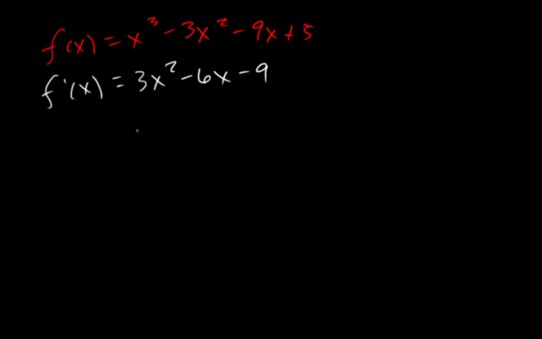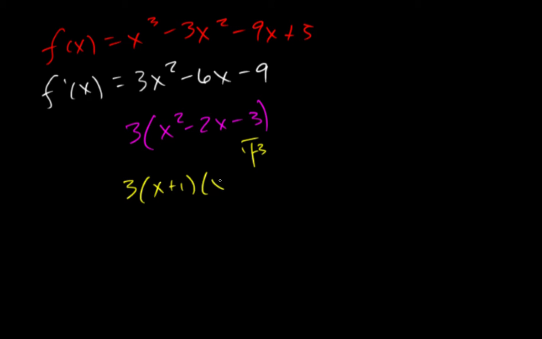This one I'm going to factor out a 3, and then from there we can factor, taking out a negative. So we have 3 times (x plus 1) times (x minus 3), and that is equal to 0. If we solve that, we'll see that we get negative 1 and positive 3.